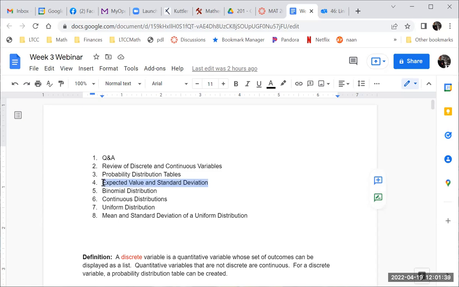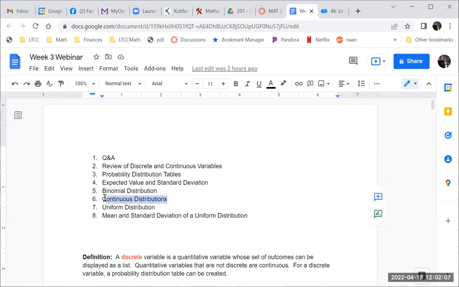So today's a 2-chapter day. That shouldn't make you too scared, because each of the 2 chapters is not that long. In fact, I took some of the sections off a while back, and we just do a little bit of it. But we'll do expected value and standard deviation and binomial distribution. Those 2 things happen in chapter 4.